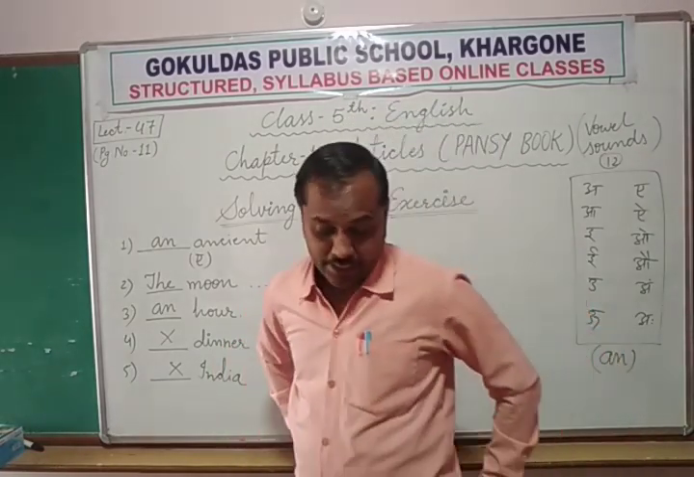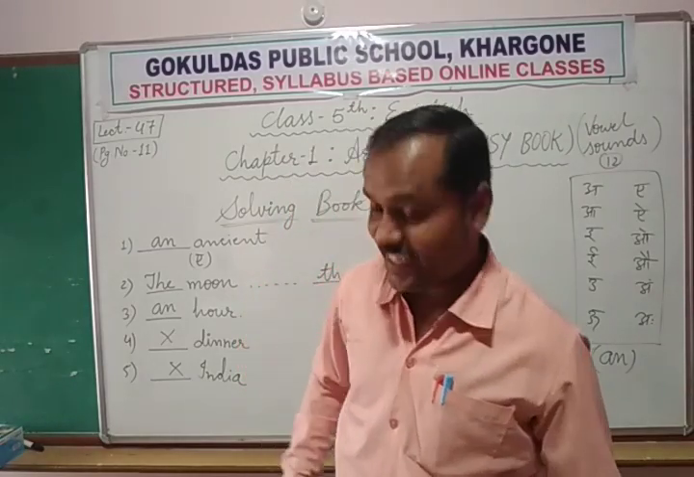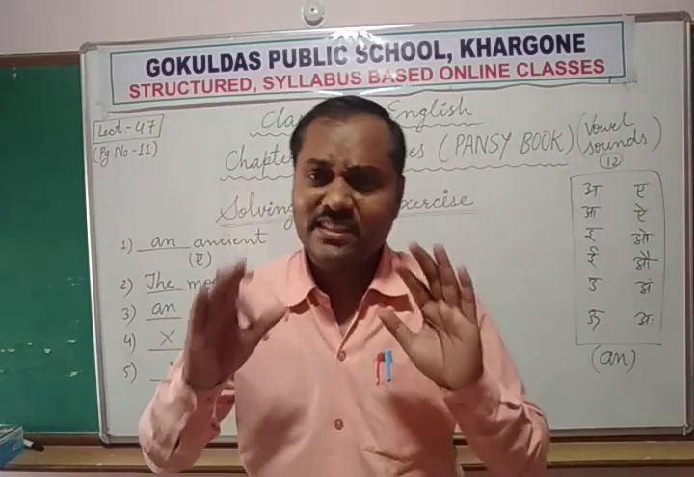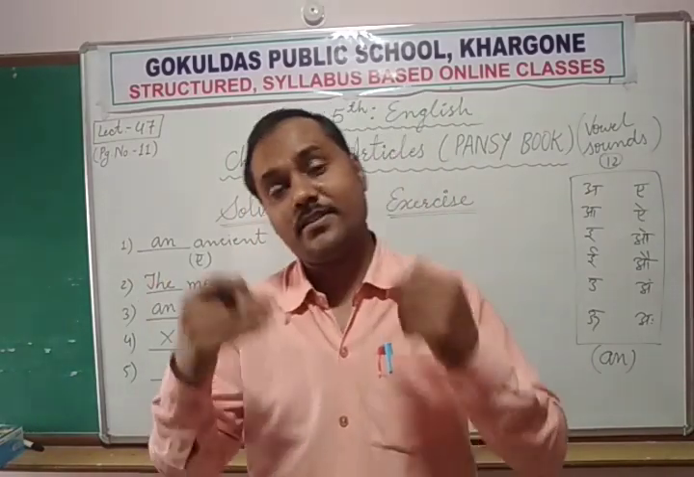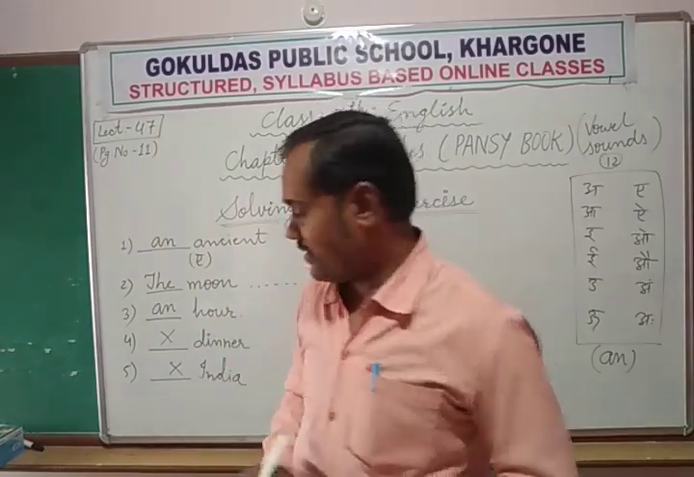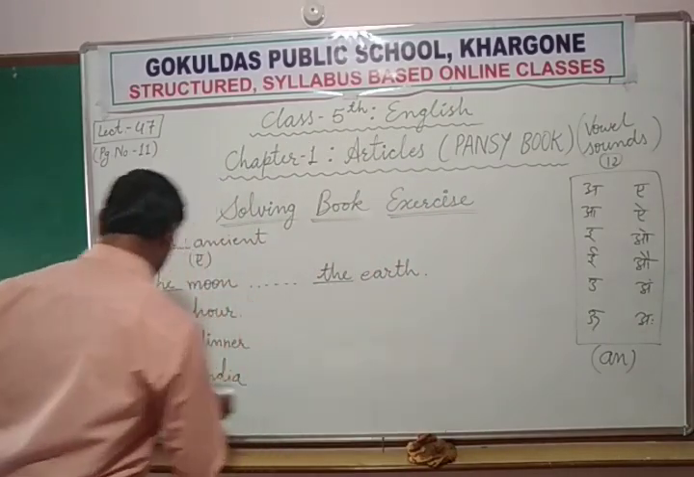Next, he laughs like a fool. Sometimes we see that some person is laughing unnecessarily, always laughing. So we call them a fool. Okay. So here, sixth number.